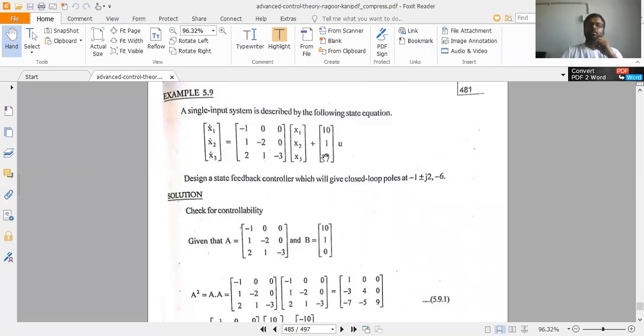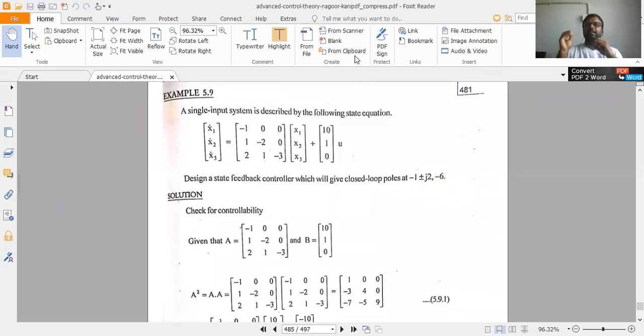Okay, after that he has given a small statement: design a state feedback controller. Don't get confused about this. Design a state feedback gain matrix or design a state feedback controller are the common terms used for the calculation of capital K. State feedback controller and state feedback gain matrix are the two common terms used for the calculation of capital K.